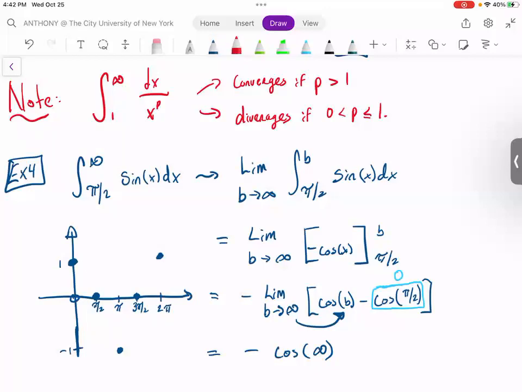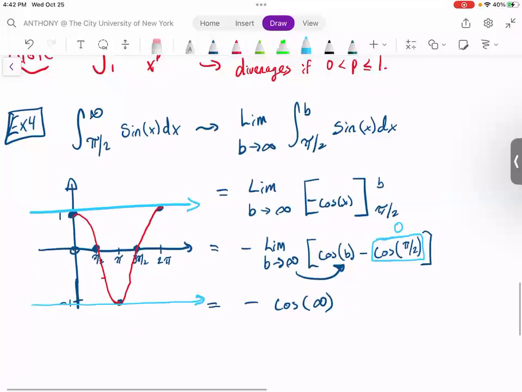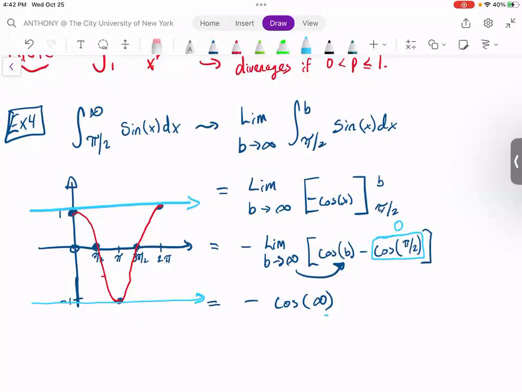Right, so the way the cosine curve behaves is that in every interval of 2 pi, it just repeats itself. So as x is approaching infinity, the cosine curve is bounded between -1 and 1. So this piece, cosine of infinity here, we can say is bounded or oscillates.